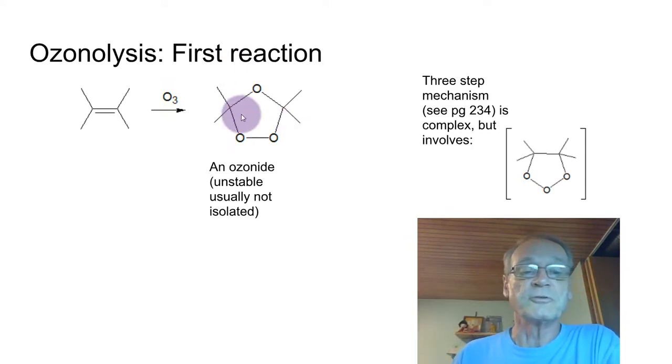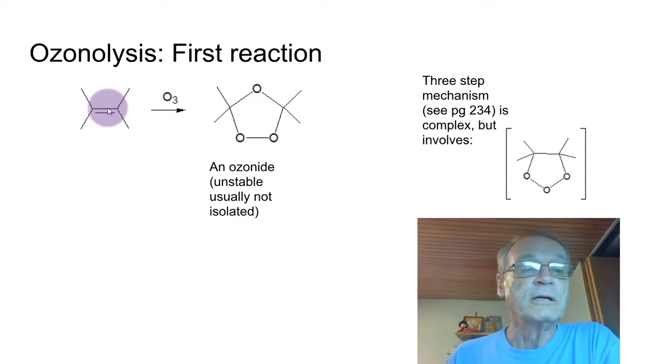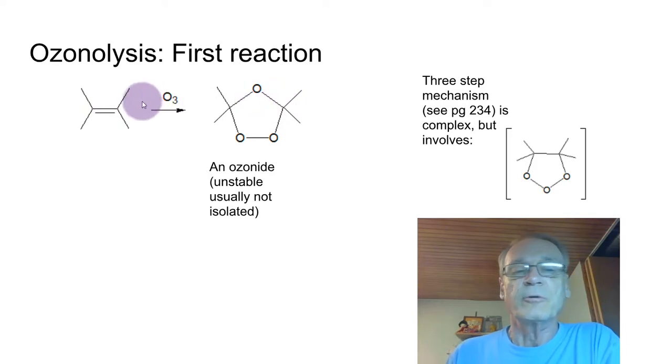So this kind of molecule is called an ozonide. And what's interesting about it is that in forming an ozonide, ozone literally breaks the molecule apart. So both of these bonds of the double bond disappear. You may wonder, well, how does that happen?